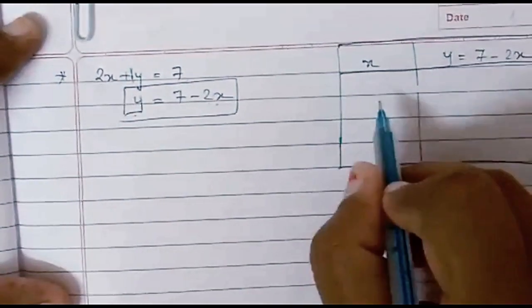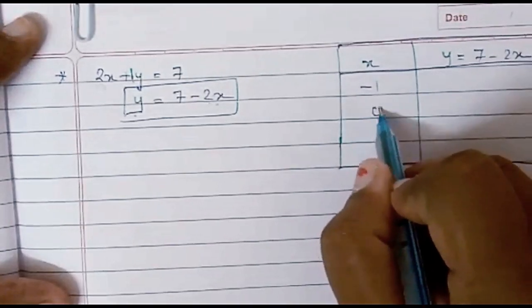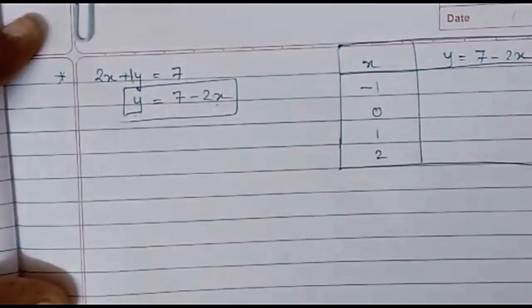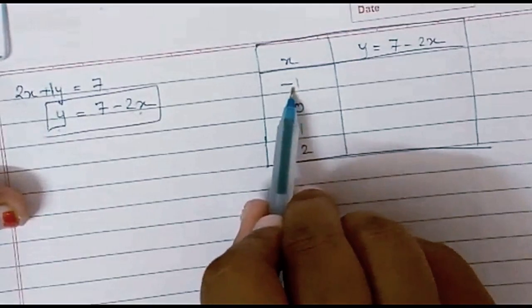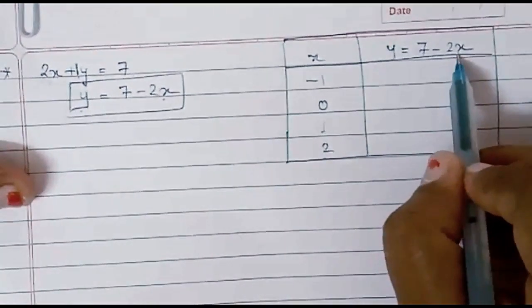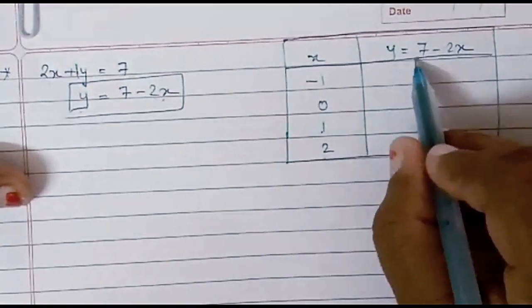And I will take randomly any value of x: -1, 0, 1 or 2. I have taken 4 different values. Now, putting these values of x, we will find out the value of y. First one I will solve and show.